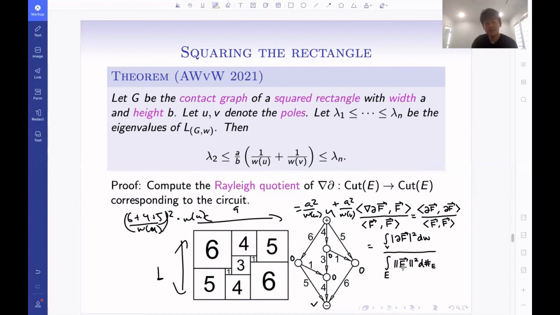So what is the integral here? Well, you just need to add 6 squared plus 4 squared plus 5 squared plus 1 squared plus 3 squared plus 1 squared, 5 squared, 4 squared, 6 squared. And there's an easy way to do that because all these are squares.